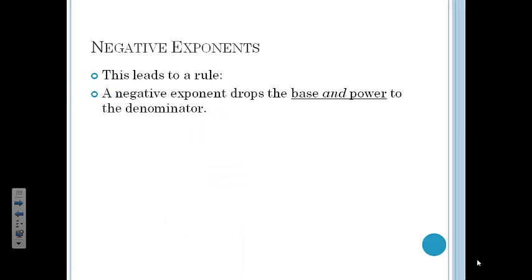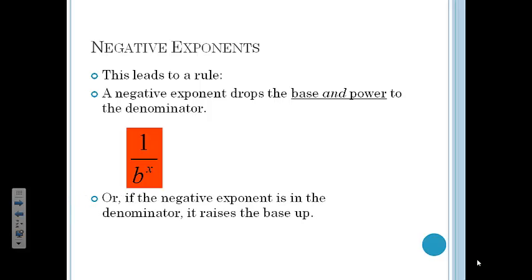A negative exponent drops the base and the power to the denominator. So b to the negative x is 1 over b to the x. Right? It drops them both to the denominator. Or if the negative number is in the denominator, then it raises the base up. 1 over b to the negative x, it's going to cause it to flip up, and you wind up getting b to the x.